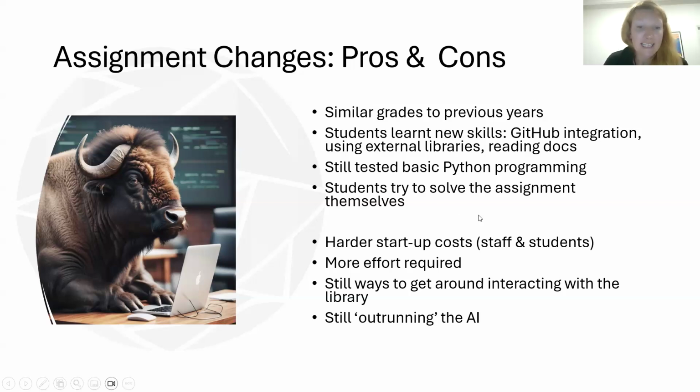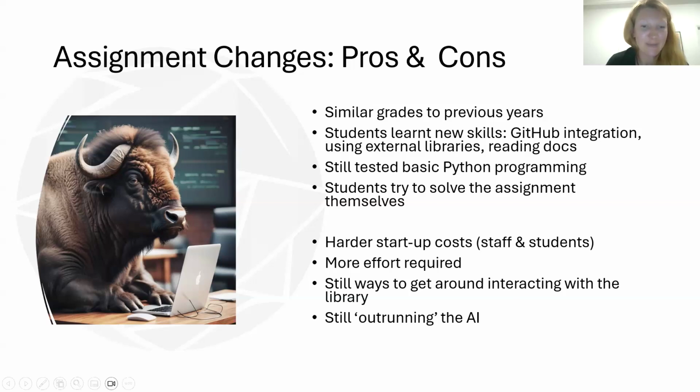The cons: it was a bit of a harder startup cost for both staff and students. I had to write this Buffalo library alongside my colleague Andrew. We had to write the documentation. And for the students, they had to learn how to use GitHub a little better and integrate that into their Python IDE. So it was a bit more effort required in both cases. But there are still ways to get around interacting with the library.